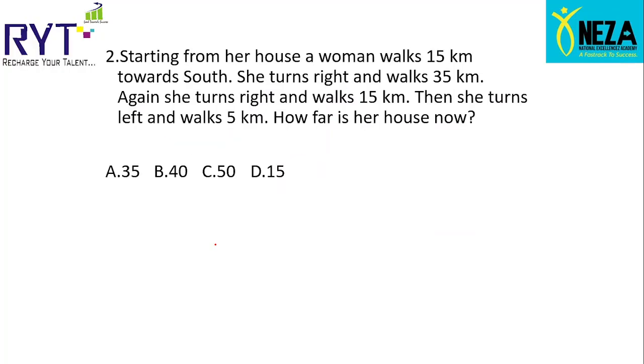Let's go. Starting from her house, a woman walks 15 kilometers south. Let us imagine this is her house. She walks 15 kilometers south. She turns right and walks 35 kilometers. Again turns right and walks 15 kilometers. Then she turns left and walks 5 kilometers. How far is she from her house?